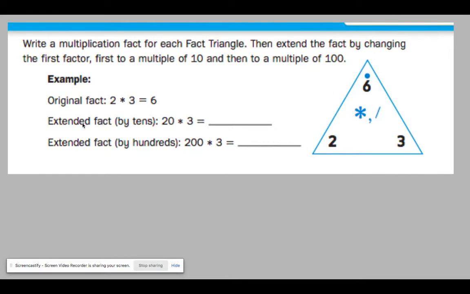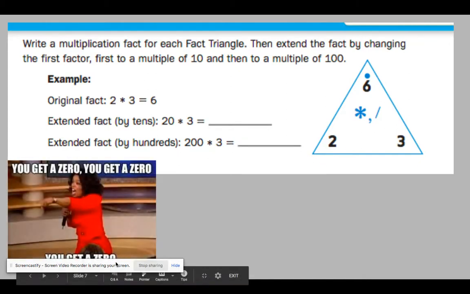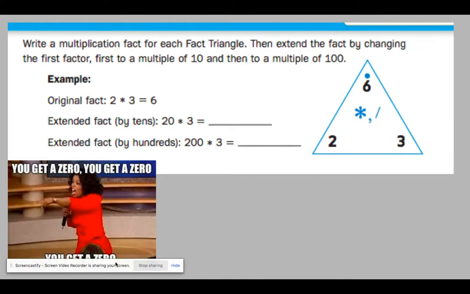Well, we're going to extend that fact, and I'm going to teach you how to do that. I have my friend here, Oprah, who's going to give out zeros to everybody. You get a 0, you get a 0, you get a 0. I'll show you what that means in a minute.